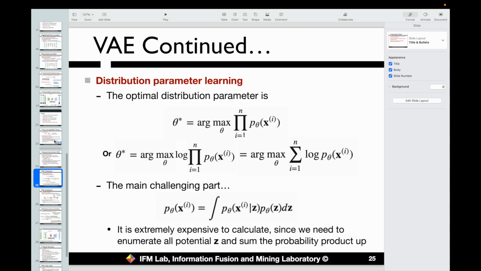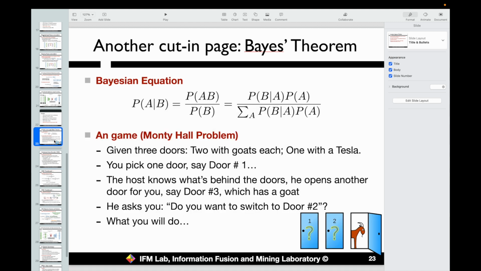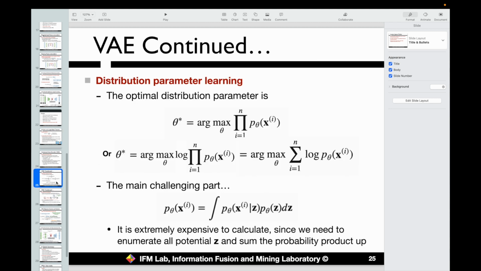Similar to the Bayesian equation we showed before, where we define P B as the summation over all A of P B given A times P A, it will be similar here. We can sum over all the potential z, and inside it calculate the product of p x given z times p z, and sum them together to define the p x distribution probability.